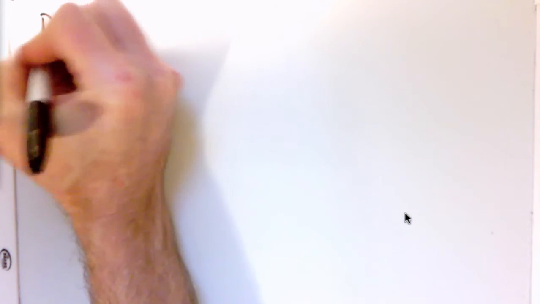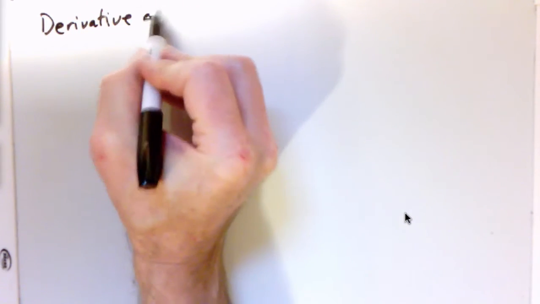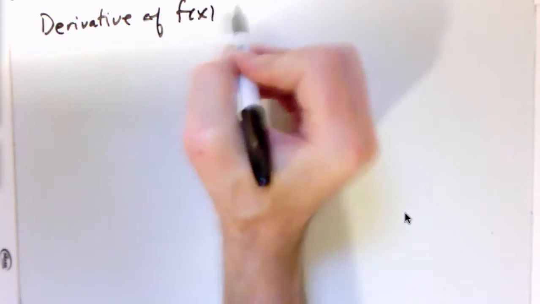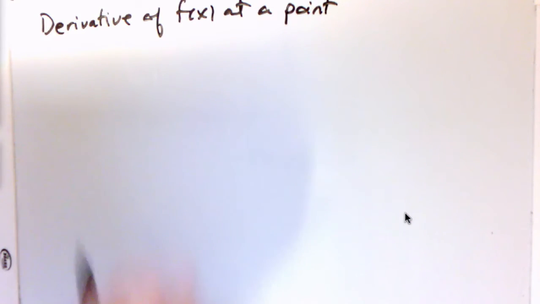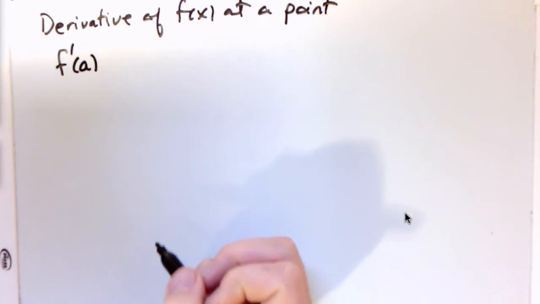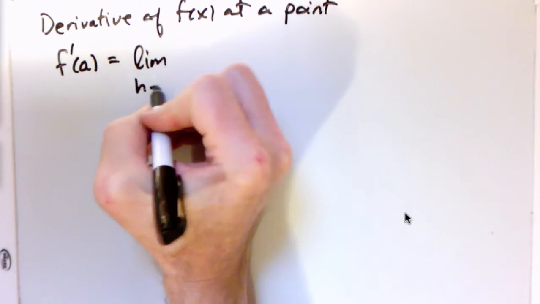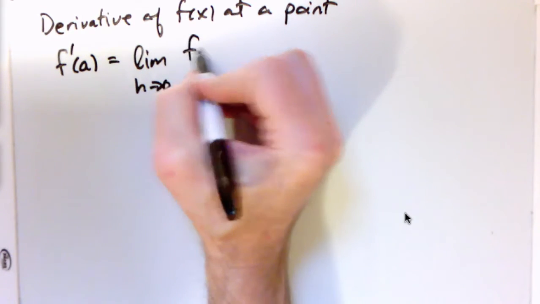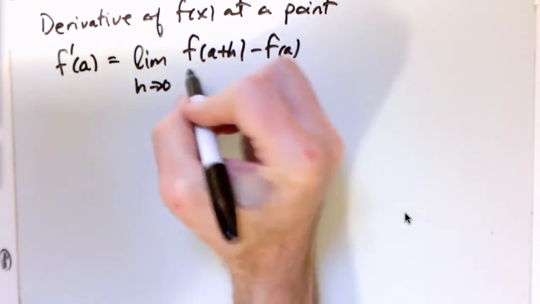Okay, the definition of the derivative at a point. The formula you've seen so many times in your book looks like this. The derivative at a number a is equal to the limit as h approaches 0 of the difference quotient. By now we've worked with this difference quotient a lot.